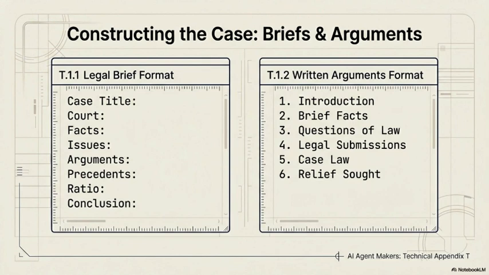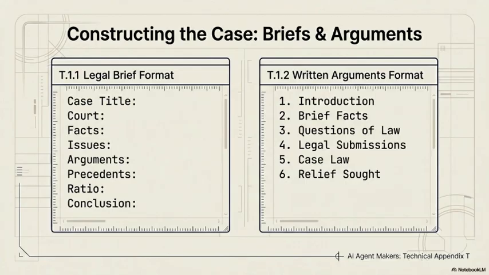So it's validating the AI's ability to conduct analogical reasoning, which is the cornerstone of common law, isn't it? It is exactly that. And you see this concept reinforced in the next format, the written arguments format. It's a logical progression. It goes introduction, brief facts, questions of law, legal submissions, case law, and finally, relief sought. This template guides the AI through the persuasive narrative you need in court. So it's building an argument step by step. Precisely. It demands that you ground your legal submissions in actual case law before you conclude with what you want, which is the relief sought.